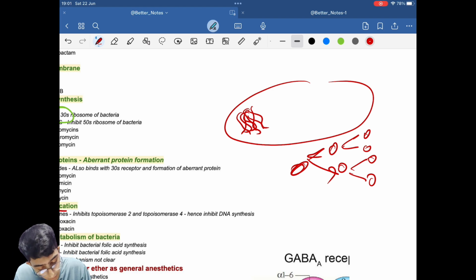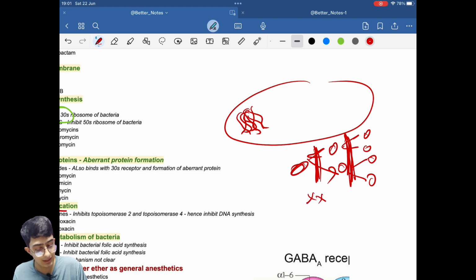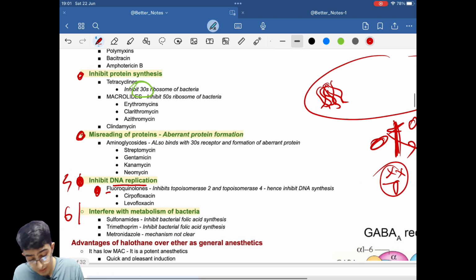So if we give an antibiotic that can stop this bacterial cell division, then we can kill the bacteria in a way, and we can treat the infection. So antibiotics such as fluoroquinolones work by inhibiting DNA replication of the bacteria.